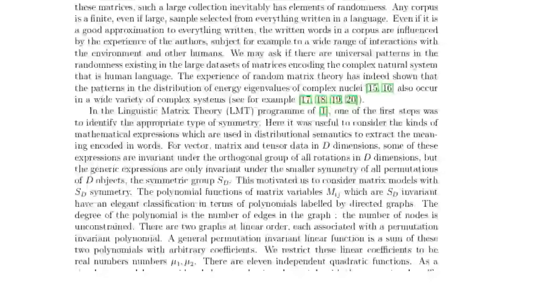Polynomial functions of matrix variables mij, which are SD invariant, have an elegant classification in terms of polynomials labelled by directed graphs. The degree of the polynomial is the number of edges in the graph. The number of nodes is unconstrained. There are two graphs at linear order, each associated with a permutation invariant polynomial.